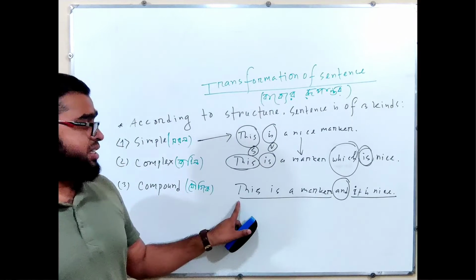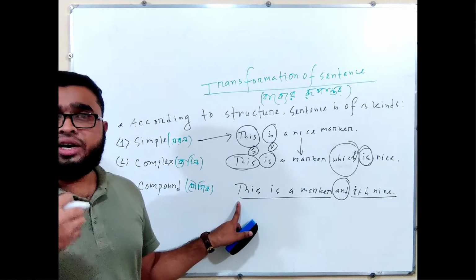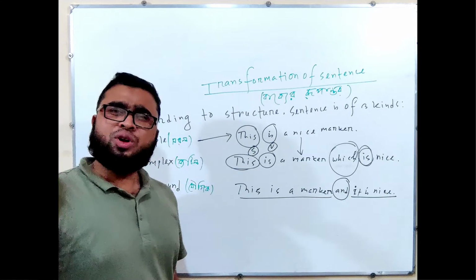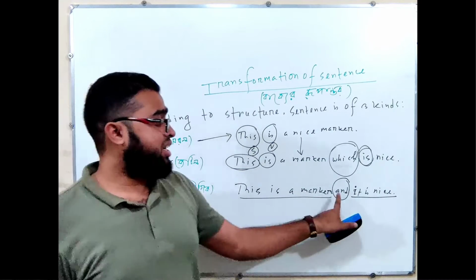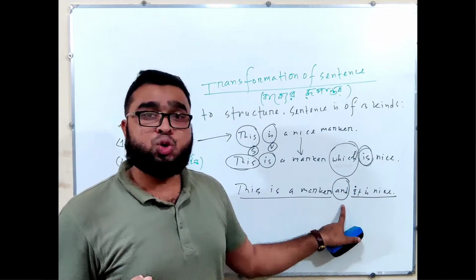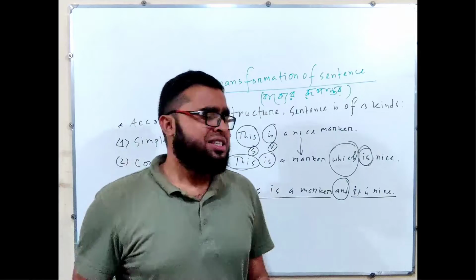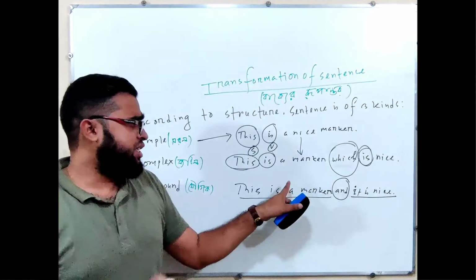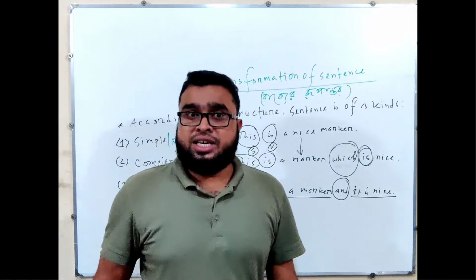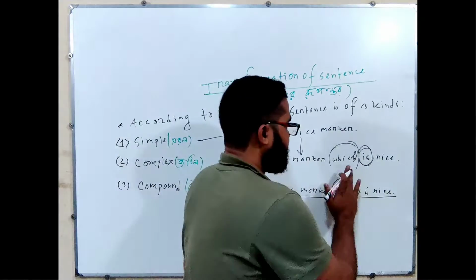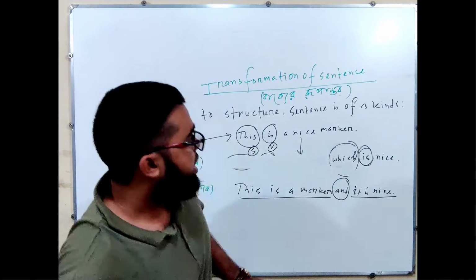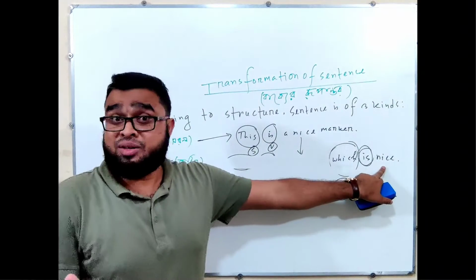And compound sentence is a sentence where you will find more than one subject and more than one verb, and they are connected by a coordinating conjunction. This time you have to remember coordinating conjunction. And very interesting, look at this. What's the difference between complex and compound sentence? The main difference is, suppose if you erase this part, which is nice, it doesn't make sense.